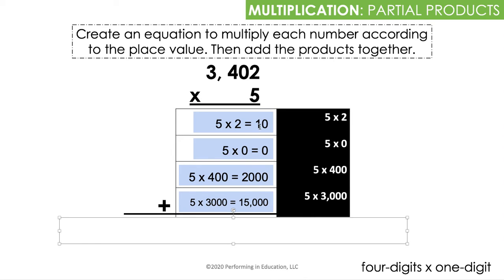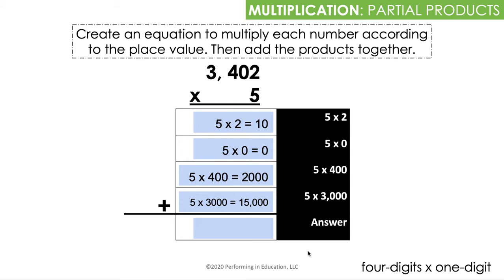Finally, we're going to add all of those together to get the final answer. So we've got 10 plus 0 plus 2,000 plus 15,000. So there are no digits in the ones place. So we're going to have 0 plus 0 plus 0 plus 0, which is 0. The tens place, we've got 1, 0 and 0 and 0. So we're going to have a 1 in the tens place.